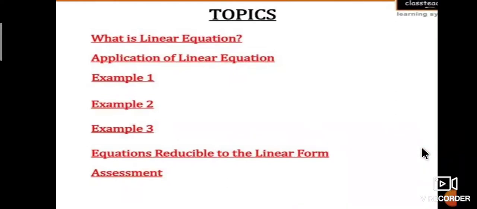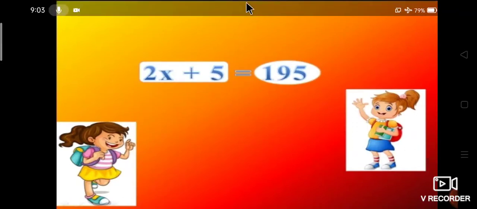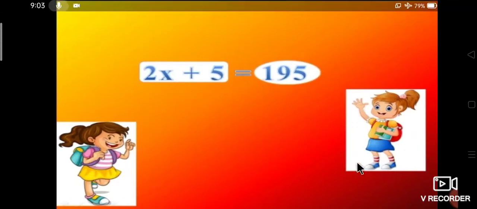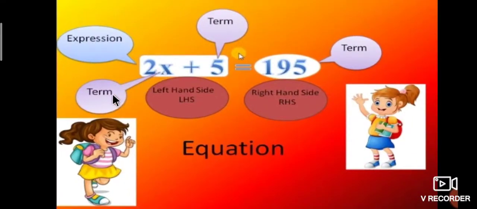We will discuss all these topics today. First, observe, students, the equation 2x plus 5 is equal to 195. In this equation, 2x is called a term, 5 is called a term, and 195 is called a term. Totally, 2x plus 5 is equal to 195 is called an expression.